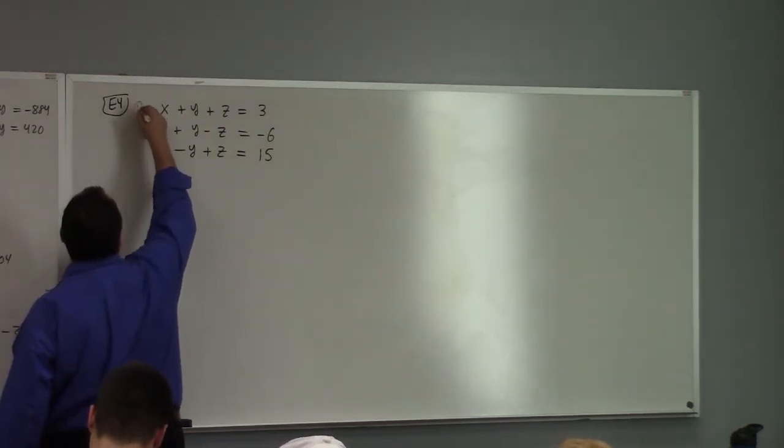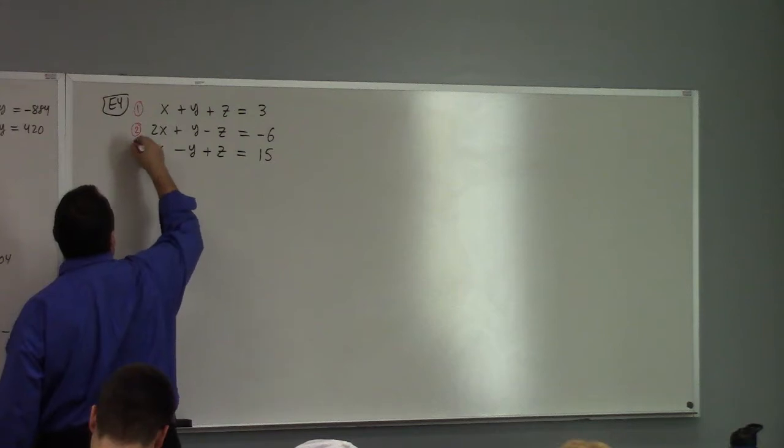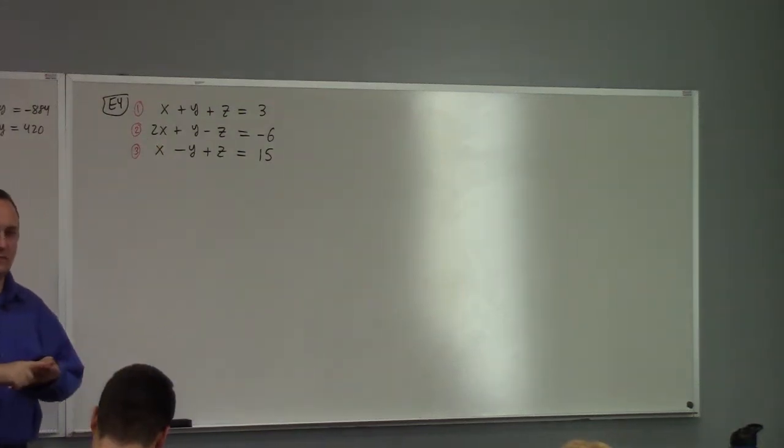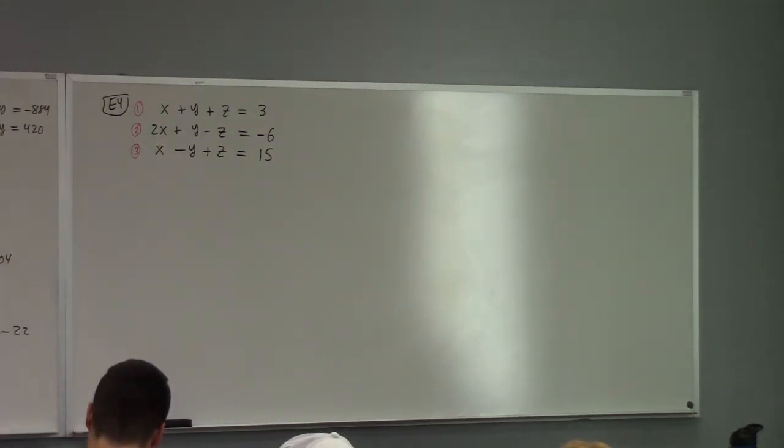Anyway, to solve these means we have to find a triple of numbers, right? We have to find a value for x, a value for y, and a value for z, that when we plug those in, all 3 equations are true. That's what it means to solve 3 equations and 3 unknowns.